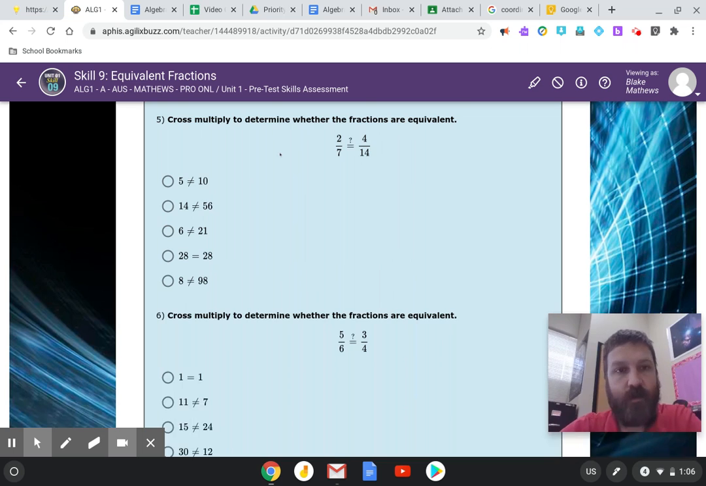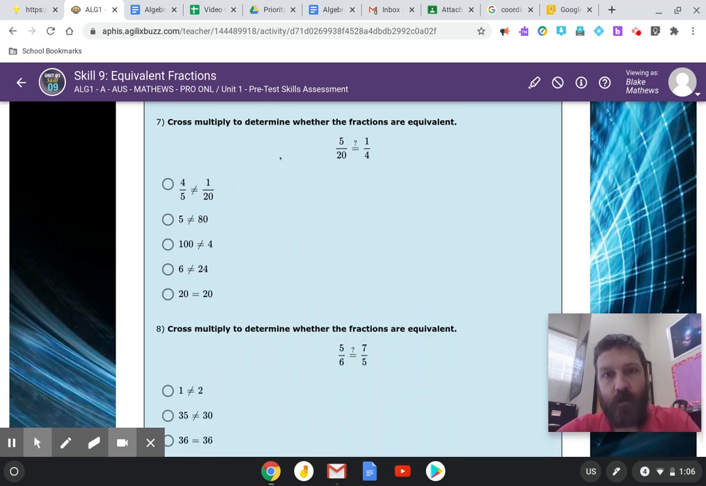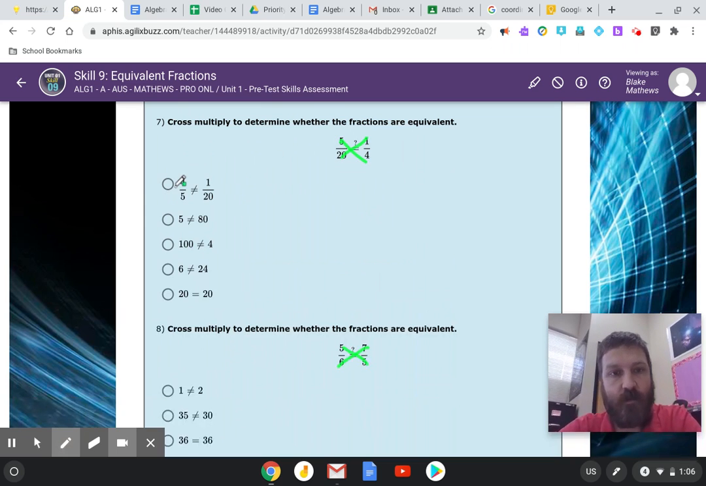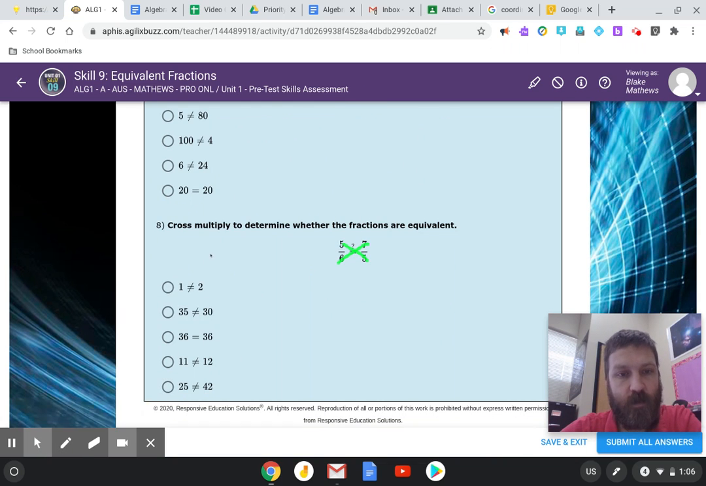So that's what you're doing from 5 to the end. You are doing cross multiplication between these two numbers and picking the answer choice that shows what you got when you did that and whether or not they were equivalent. So if it's not, you obviously choose the ones that have not equal, and then if it is equal, it'll be the one that has equal.